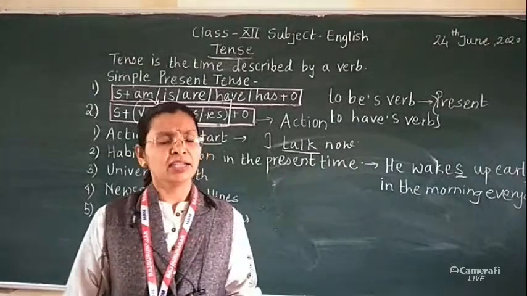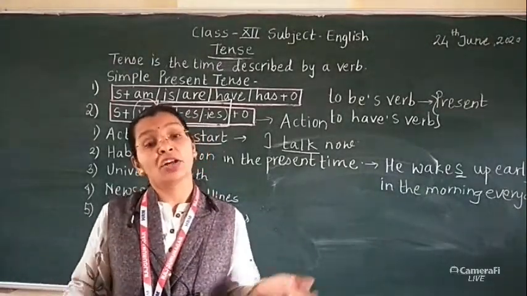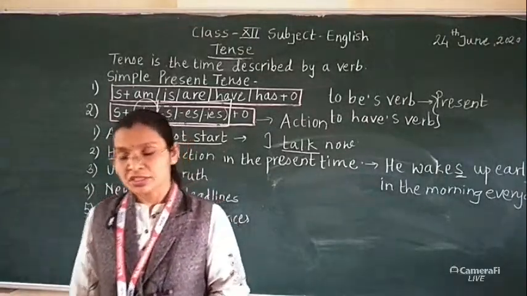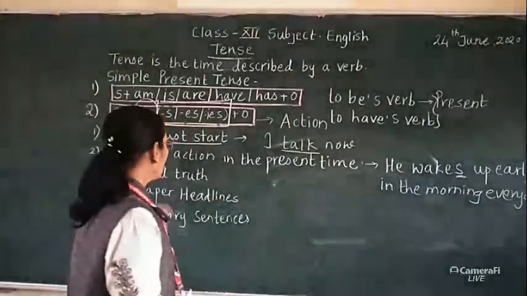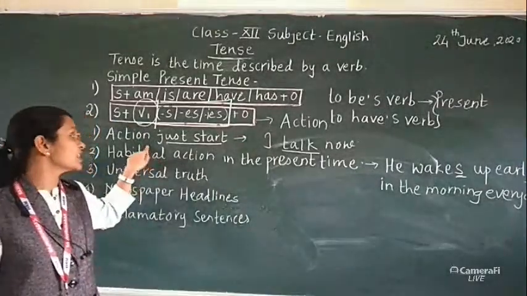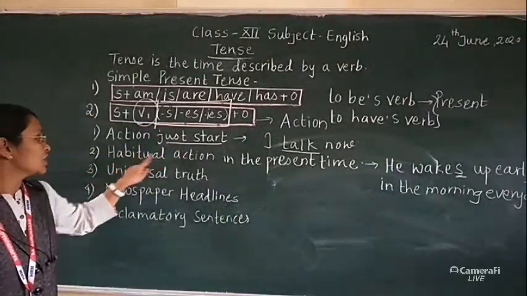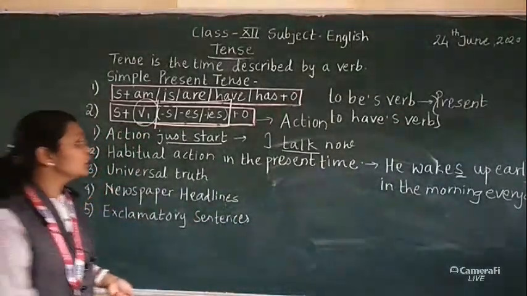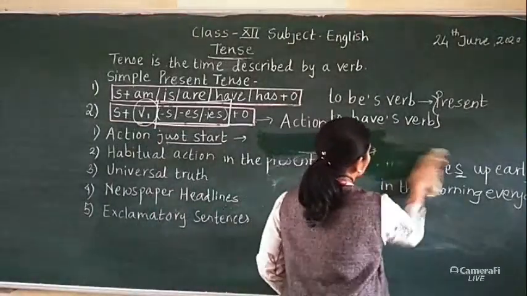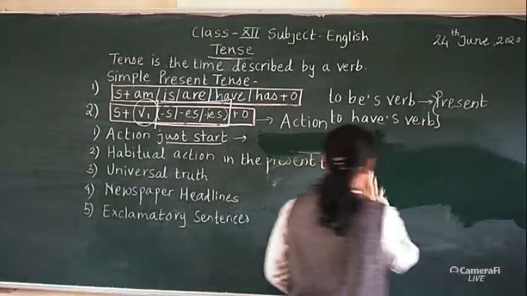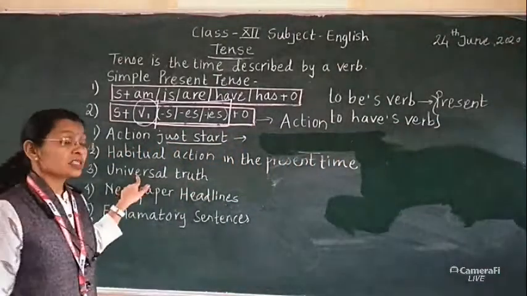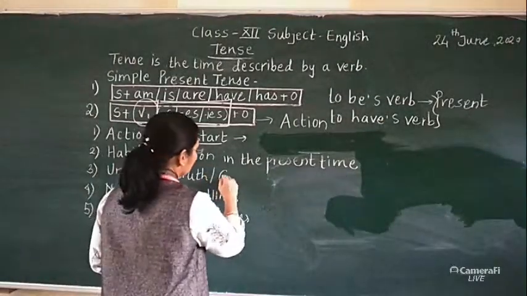Even I can say like that, I take tea every day, or I take tea once in a morning. So this also shows your habitual action. Okay, first use is action just start, second use is habitual action in the present time. Now third use, universal truth. What is the third rule? Third use of the simple present tense is if there is a universal truth as well as general truth.